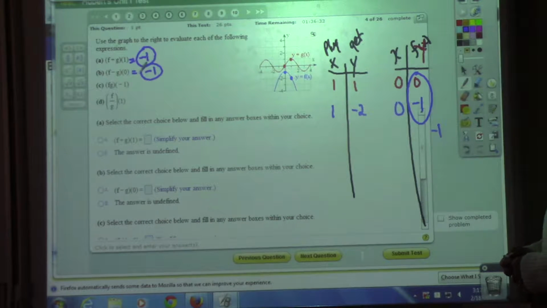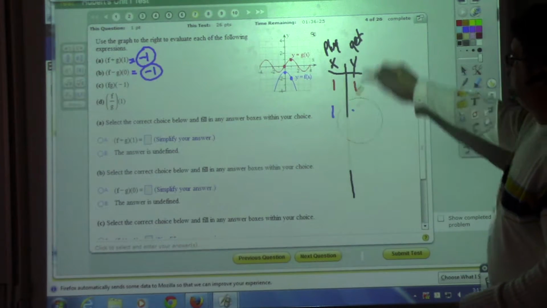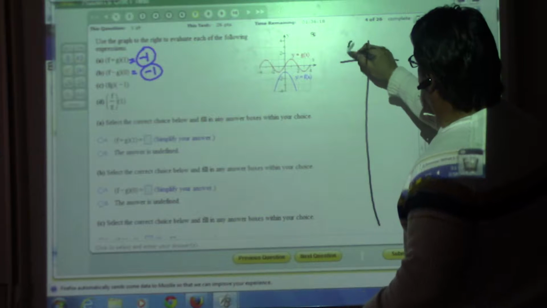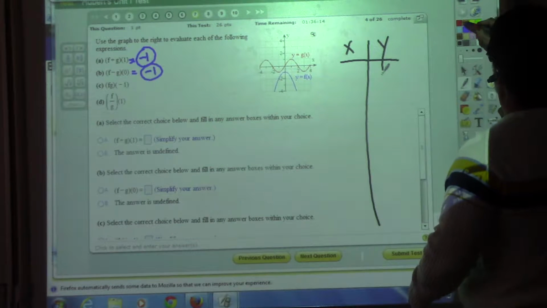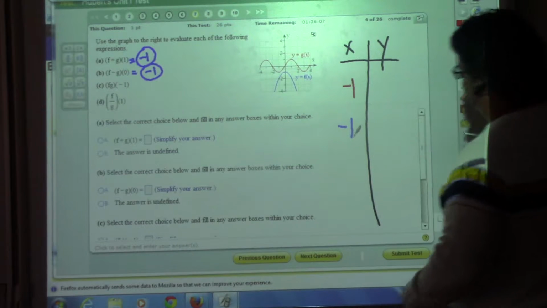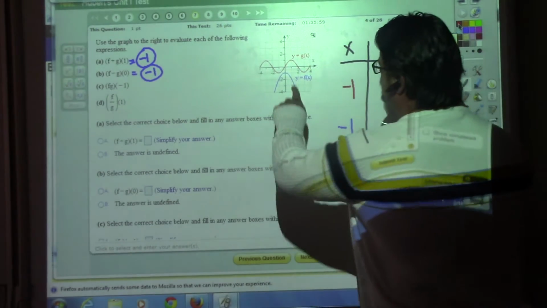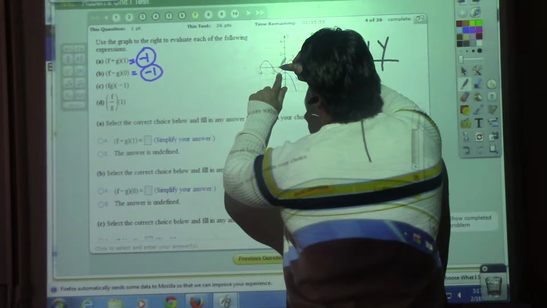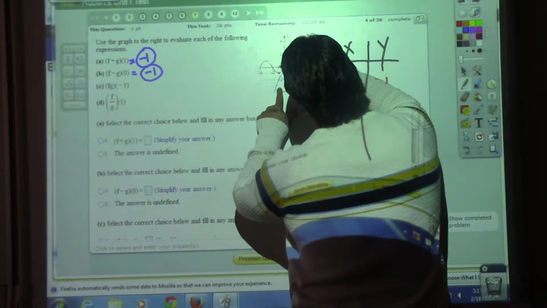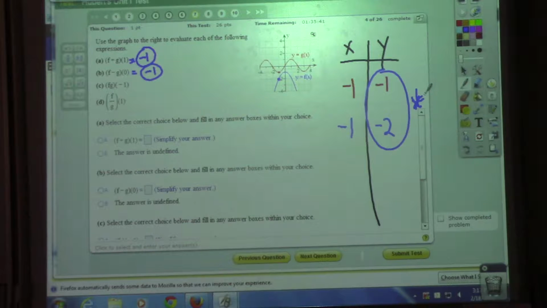All right, you try the next one. Try C. We're looking at -1 here and -1 here. What does -1 give us right here? -1. And what does -1 give us with the blue? -2. What are those two multiplied? 1 and 2.